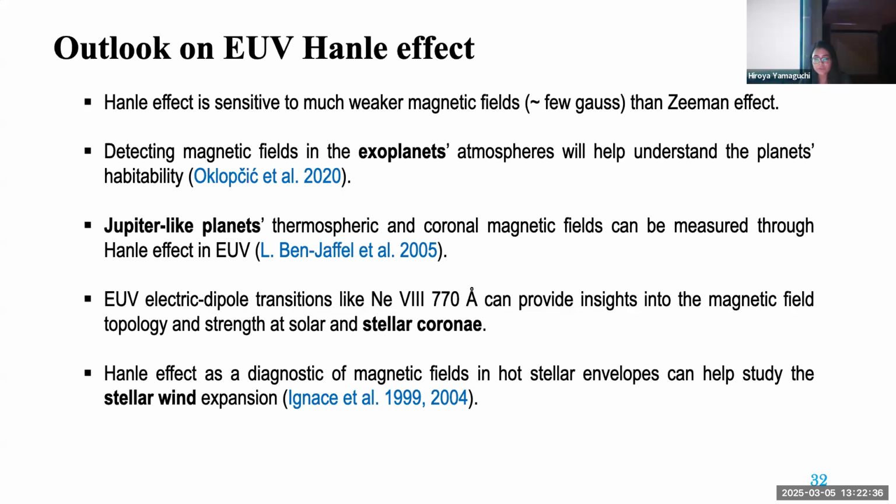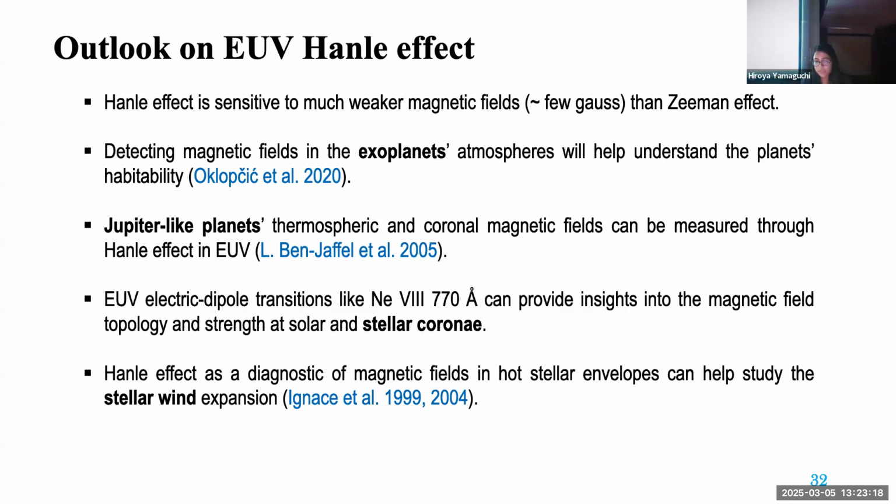In the case of Jupiter or Jupiter-like planets, in this reference, they have seen that the strongest or brightest emission line is the Lyman alpha line at 1215 angstrom, which is an FUV line. This particular line is very sensitive to coronal magnetic fields on the order of a few tens of Gauss. So observing the polarization in this emission line will help us measure the magnetic fields in the thermosphere and the coronal layers of Jupiter and Jupiter-like planets.